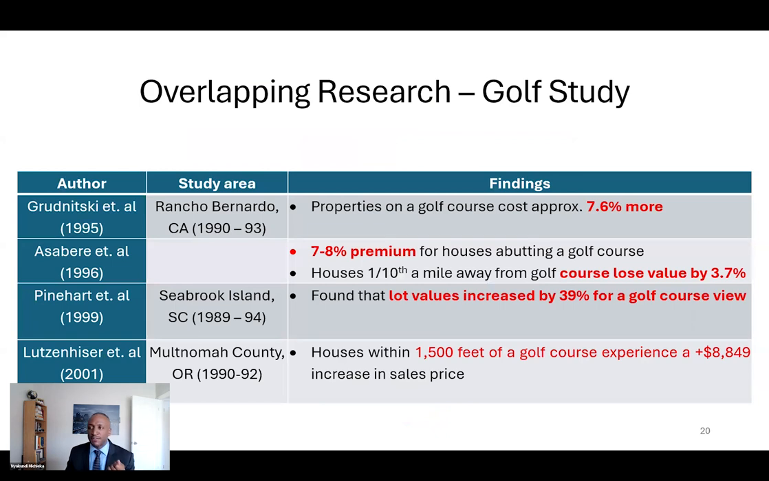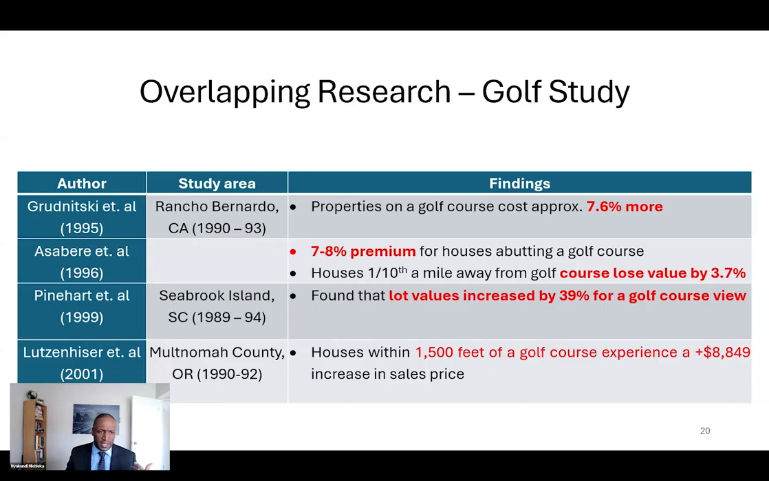So some of the studies found that golf courses add a 7.6% premium to the value of the house. But one thing I want you guys to focus on, look at the middle column, look at the area, and then look at the findings, okay? So these are different studies done at different places at different times, finding different results. All those things come together, okay? For example, in Seabrook Island in South Carolina, lot values increased by 39% for a golf course view. Lots, empty lots, not houses, empty lots, okay?